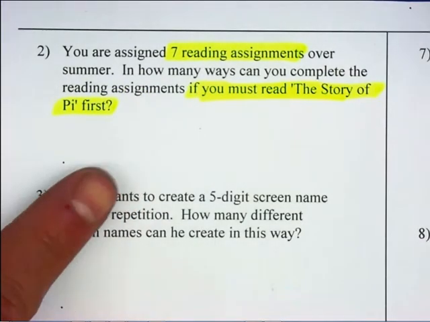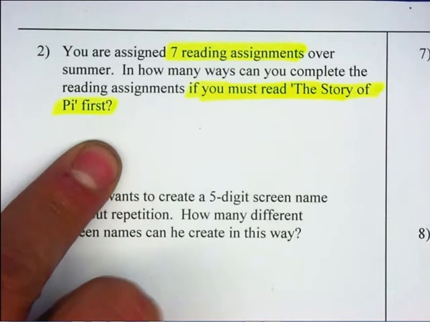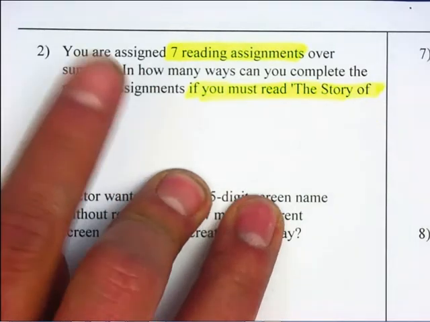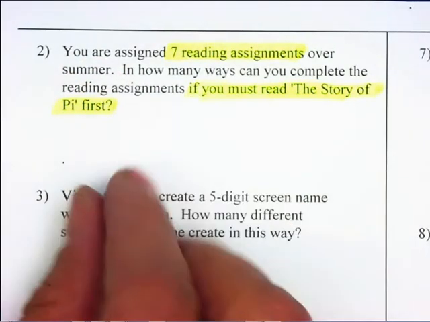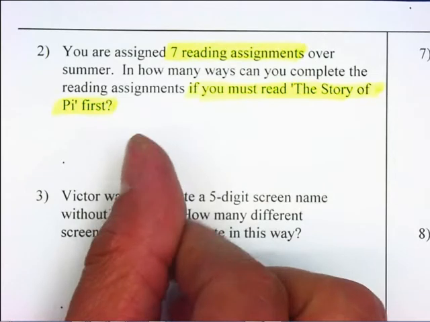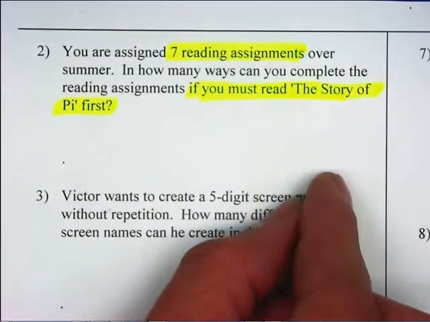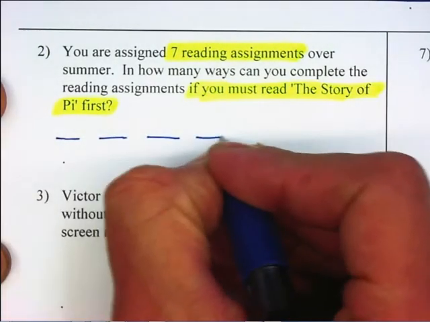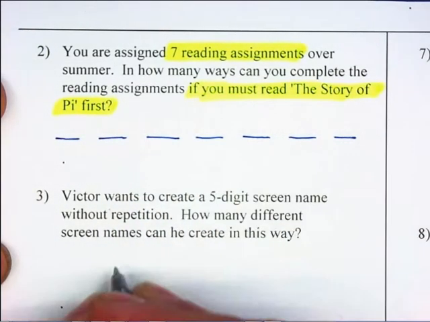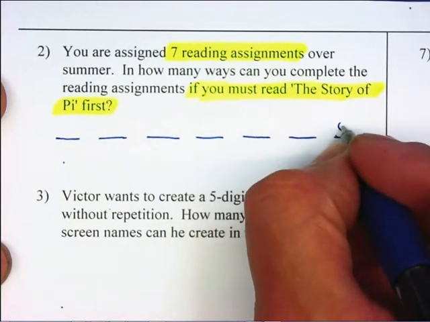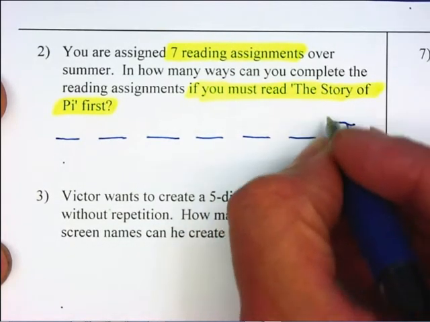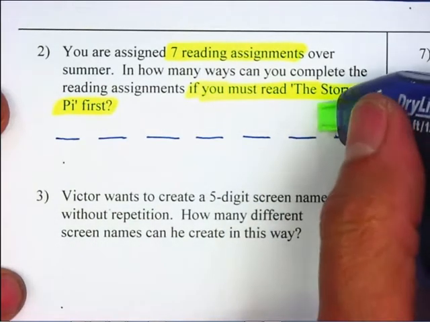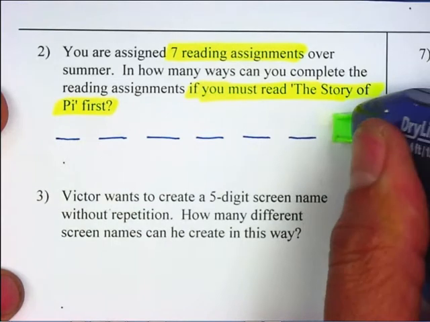Remember, we have different types of problems. We have the probability problems, we have the dashes, and we have the combination. In this case, we are rearranging the way we are reading the assignments. So rearrangements, that means that we're going to have to do our dashes. 1, 2, 3, 4, 5, 6, 7. Now the story of pi has to go first, not last. It has to go first. And if it has to go first or if it has to go last, it really doesn't matter.